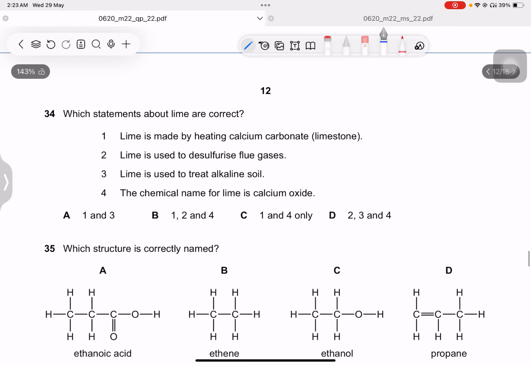Next, which statements about lime are correct? Lime is basically calcium oxide. Lime is made by heating calcium carbonate. When we heat calcium carbonate, this is the reaction that happens.